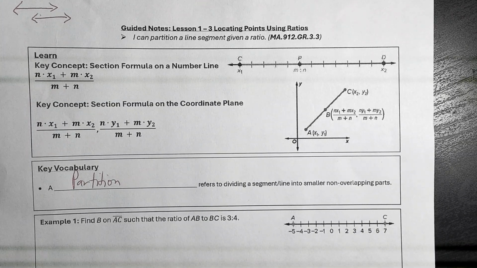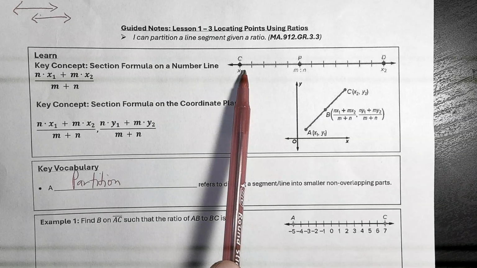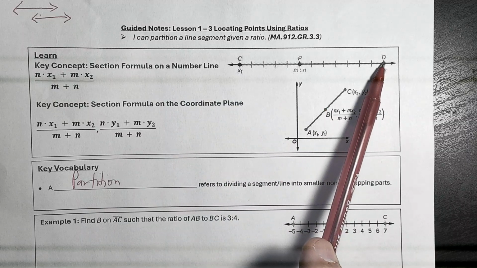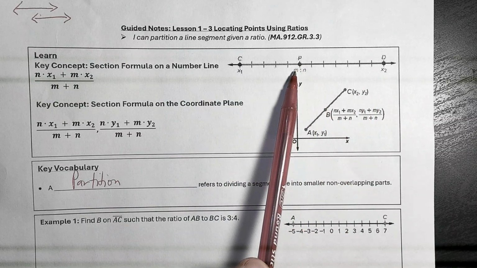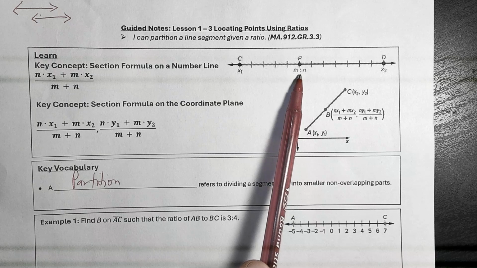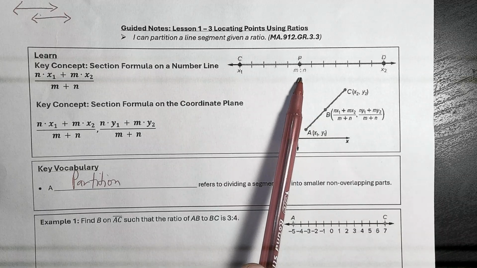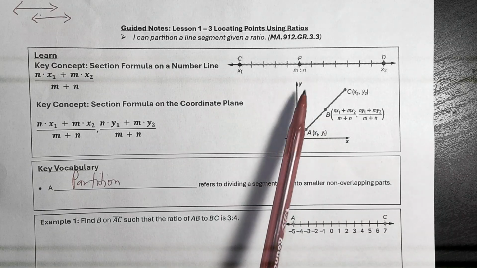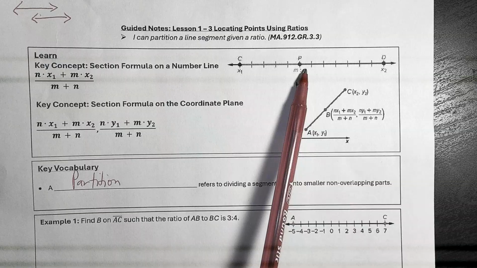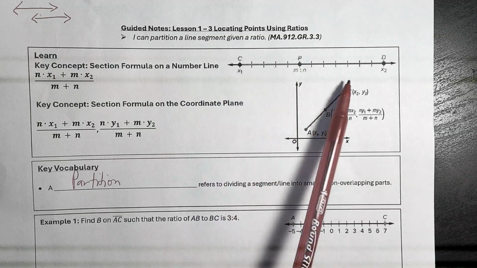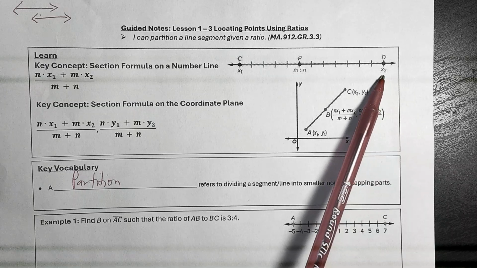So, the section formula on a number line. When we're dealing with the number line, this line goes from point C to point D. In the middle they have point P, and we have M colon N. So this is your ratio. If this was 3 to 2, M is always going to be to the left of the colon and N is to the right. When you're looking at just the number line, your point to the far left is going to be your x of 1, and your point to the far right is going to be your x of 2.